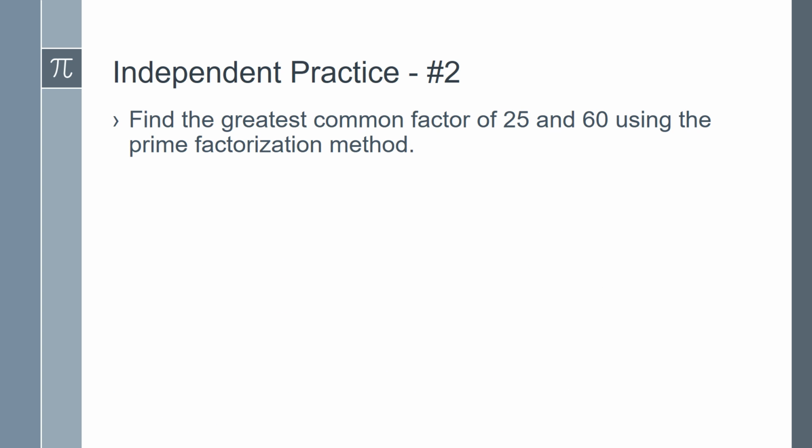Independent practice number 2. Find the greatest common factor of 25 and 60 using the prime factorization method. Now is a good time to pause this video and work on this problem if you have not done so already.